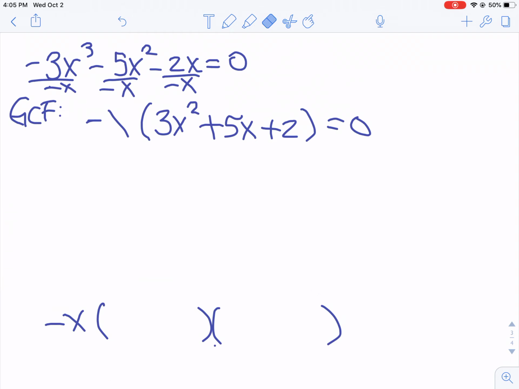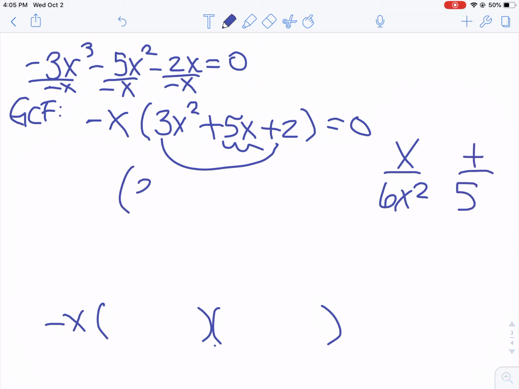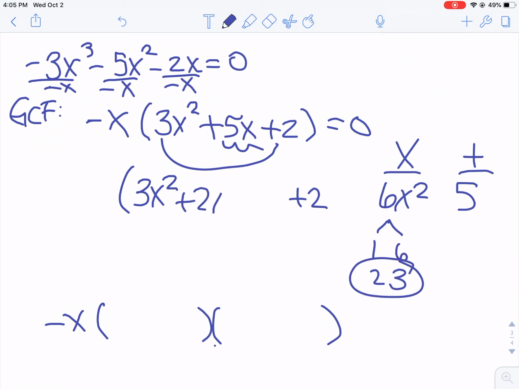So let's go do the AC method. So 3 times 2 gives me 6x squared. I really suck, I'm sorry. And I want to add to the middle term, which is 5. So I have 3x squared and then the 2. So it's going to be 1 and 6, or 2 and 3, so it's 2 and 3. So plus 2x, plus 3x, and then the plus 2 out there.